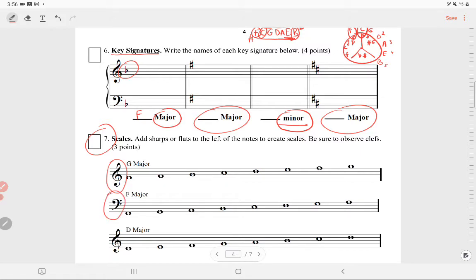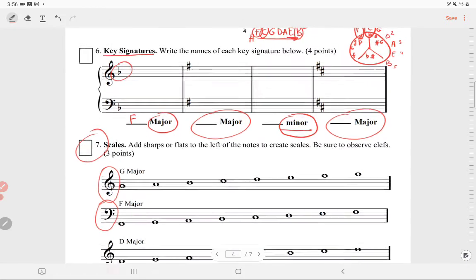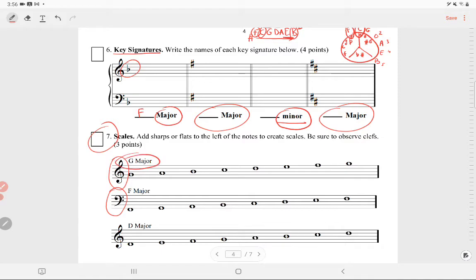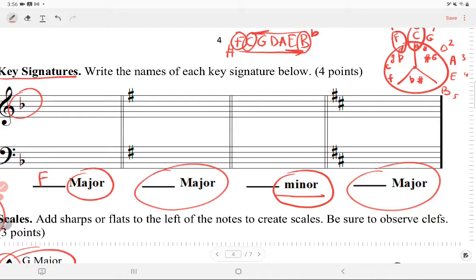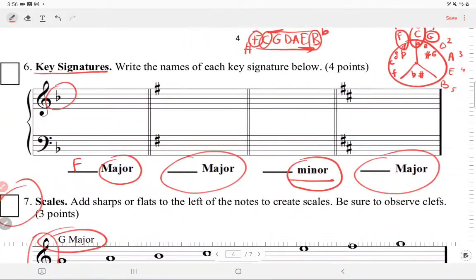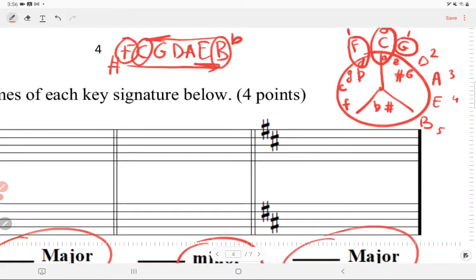Okay, again, we would need our circle of fifths. So look at the circle of fifths. You have that says G major. Let's find G major on the circle of fifths. It's right there. So G is right here. It has 1 sharp, right? Yes, it has 1 sharp.